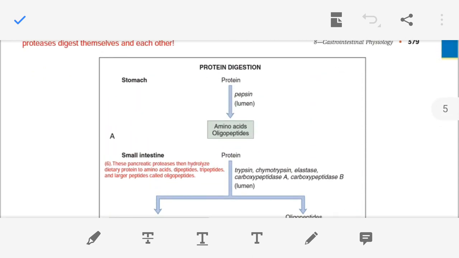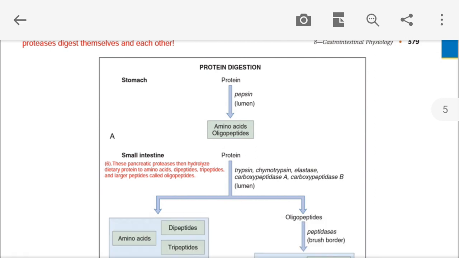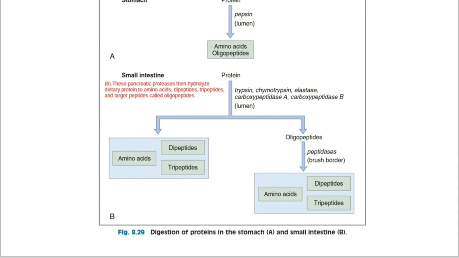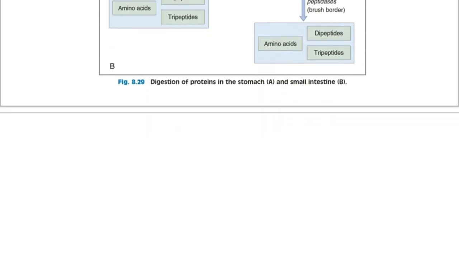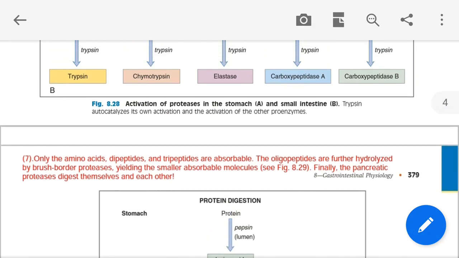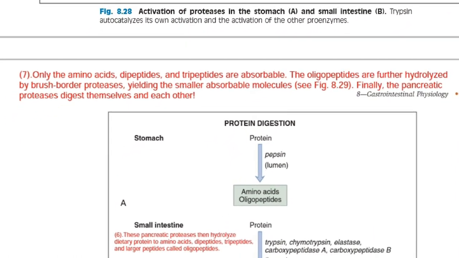So I am showing you this entire figure. This is also a good one. Now moving on to the 7th point. This is the 7th point.